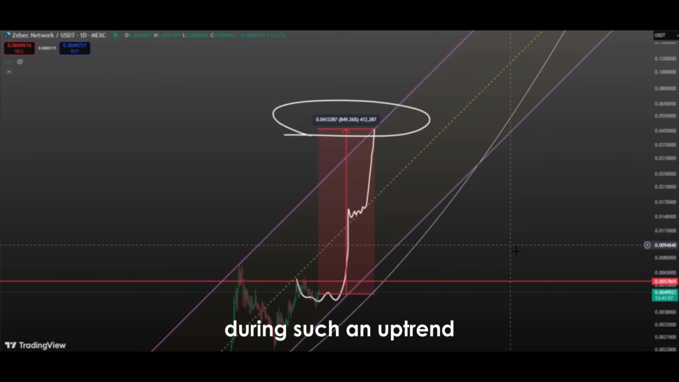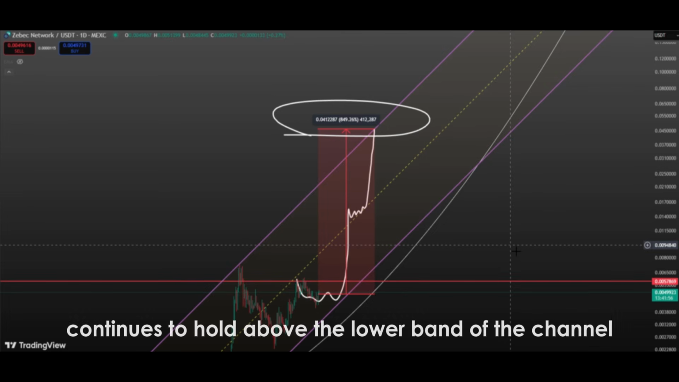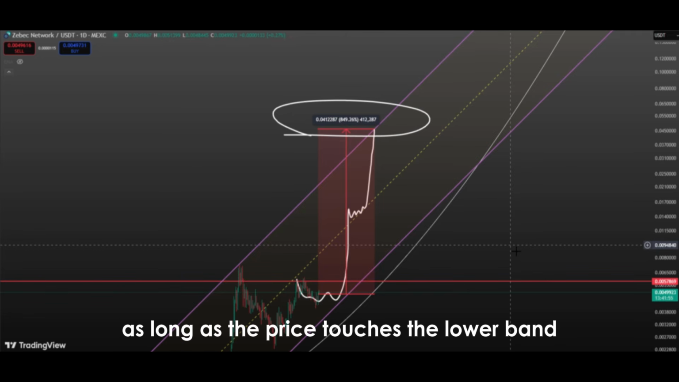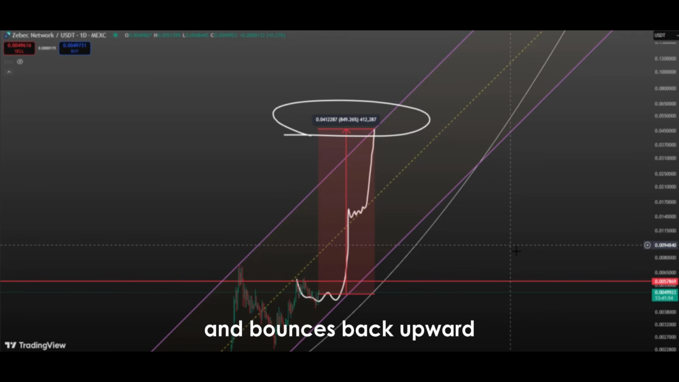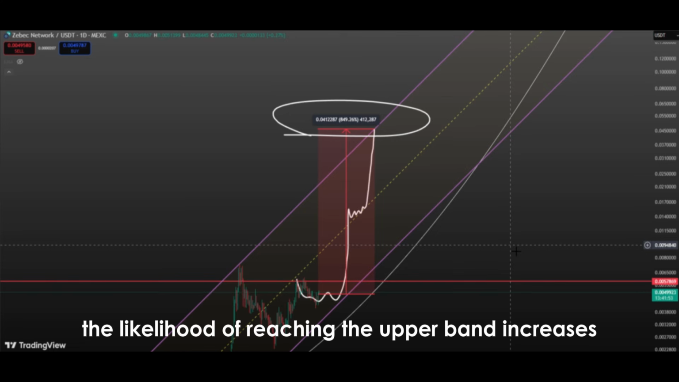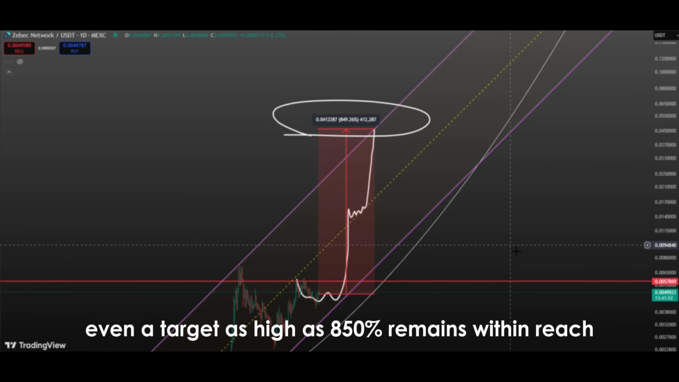During such an uptrend, the most important factor for investors to monitor is whether the price continues to hold above the lower band of the channel. The ascending channel formation remains valid as long as the price touches the lower band and bounces back upward. If the price remains within the channel without breaking below the lower band, the likelihood of reaching the upper band increases. Therefore, even a target as high as 850% remains within reach.